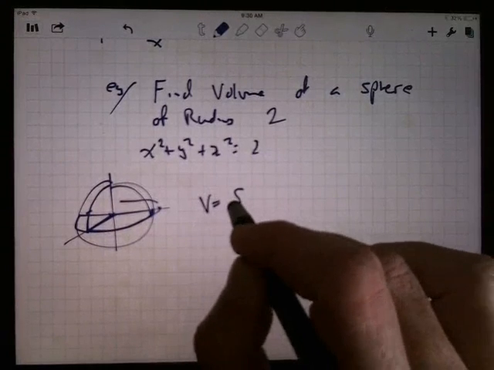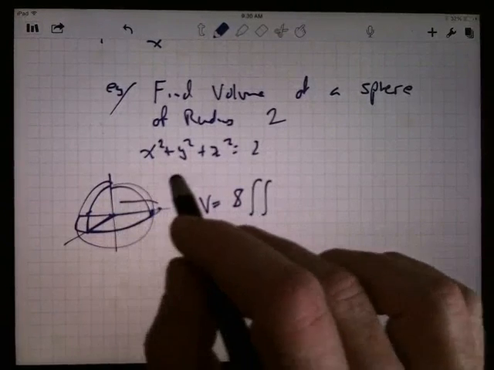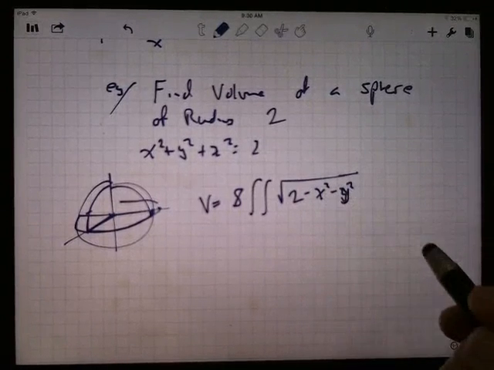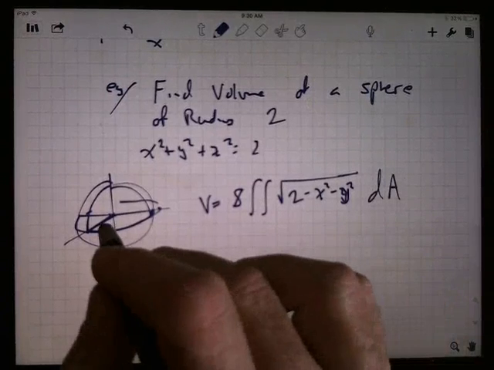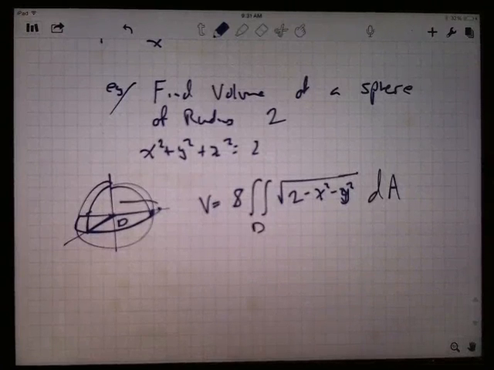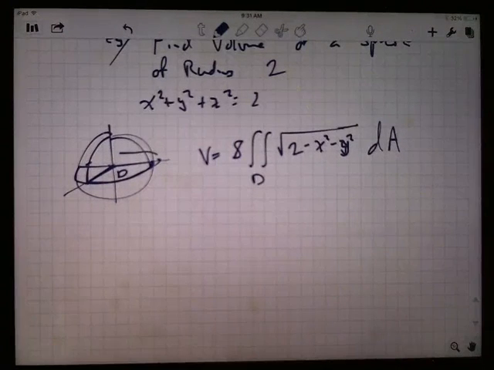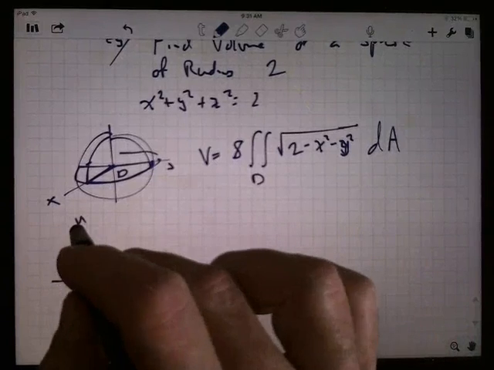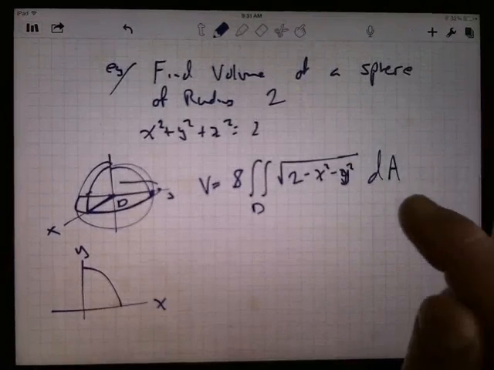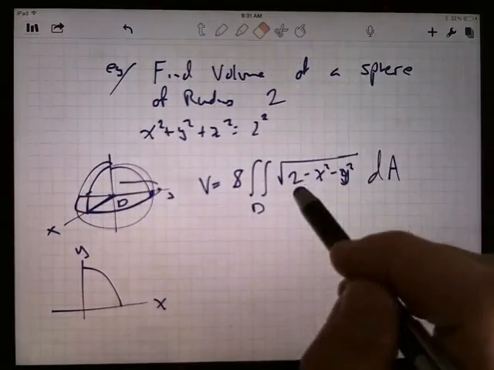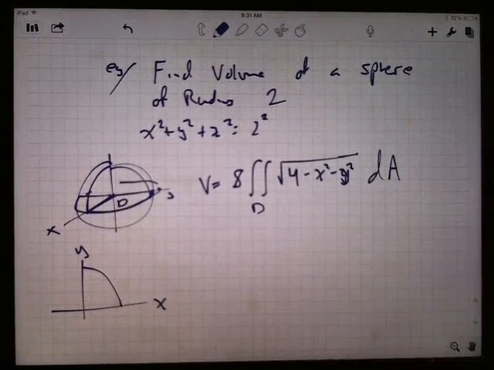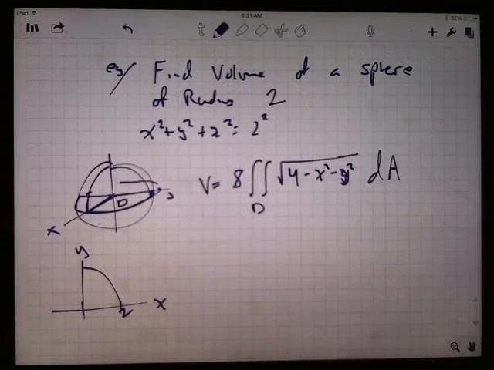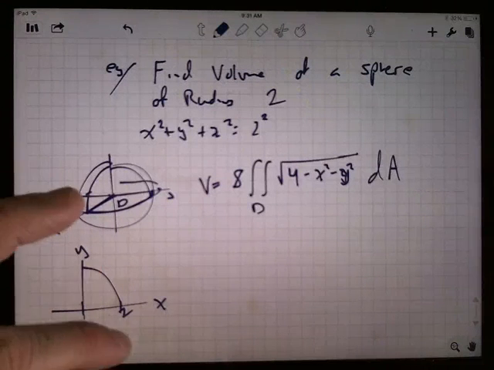So volume is going to be 8 times the double integral of the height function here. Well, the height function is the square root of 2 minus x squared minus y squared dA, and we're going to integrate over this region D here. Sorry, this was supposed to have radius 2, so this should probably be 2 squared, shouldn't it? Yeah, you probably caught that already. There we go. Let's make that a 4. So this is a 2. I could say x goes from 0 to 2 and y goes from 0 up to the square root of whatever that is.